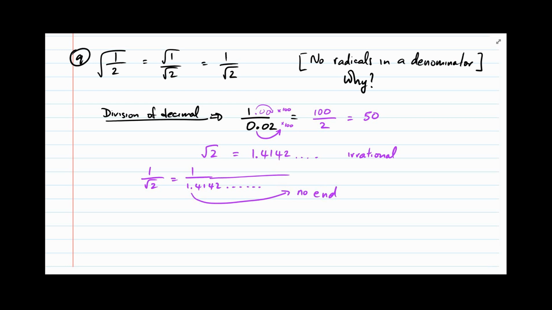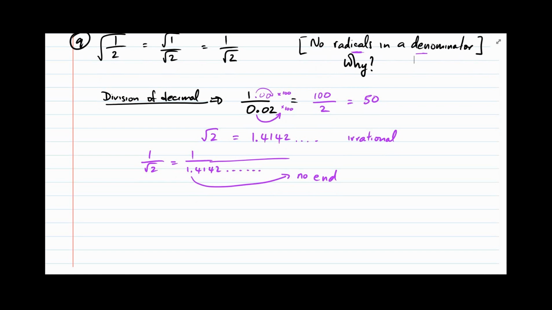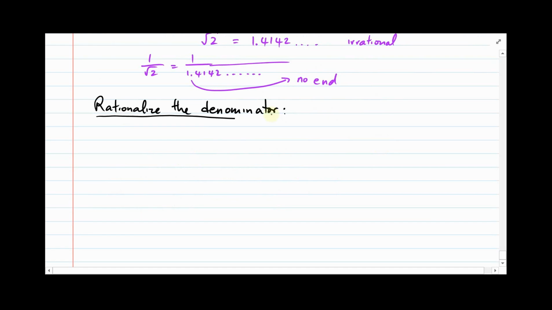All right. So let's look at how we deal with this idea of not leaving radicals in a denominator. How can I find an alternate answer? And the method is what we call rationalizing the denominator. So I'll come back to the problem in a bit. So let's look at the steps.